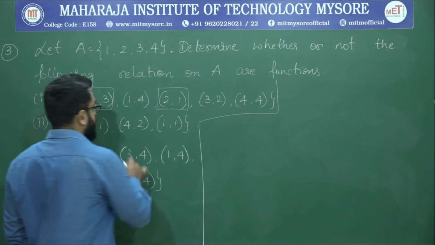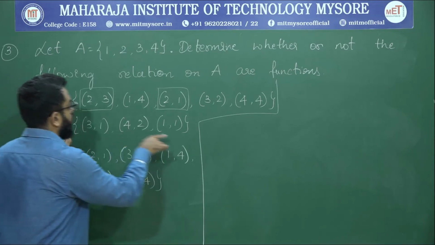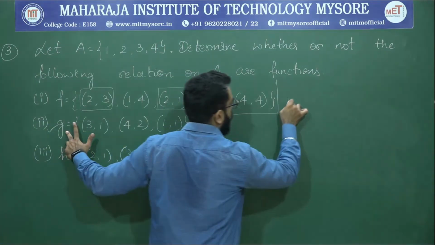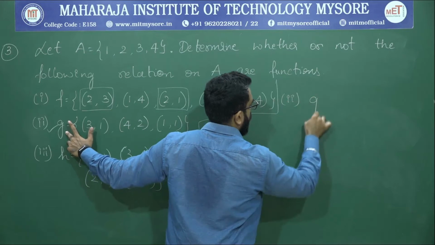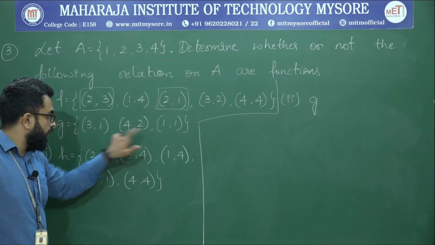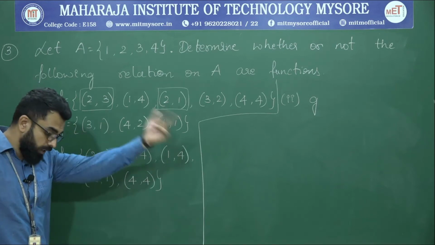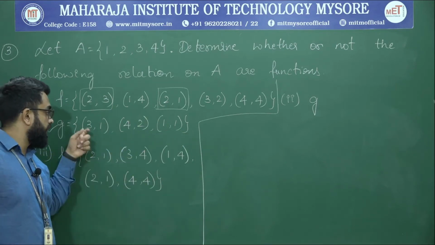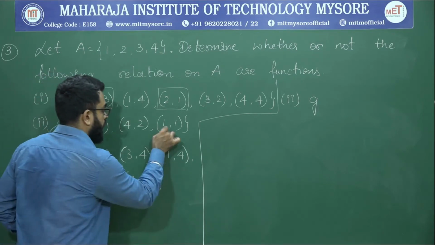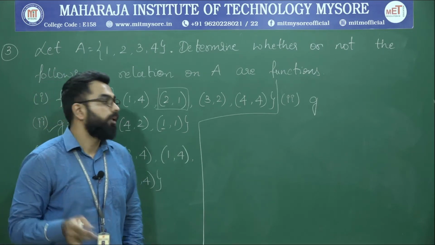We will further move on to the second sub question that has a relation G, where G has certain ordered pairs here: (3, 1), (4, 2) and (1, 1). So we are talking about the second relation G. What do we observe here? We have 3 ordered pairs. The definition of the function says that all the elements of set A should have unique elements in set B. Do we have all the elements of set A? We have 1, we have 3, we have 4, but what is not there? The element 2 is missing.